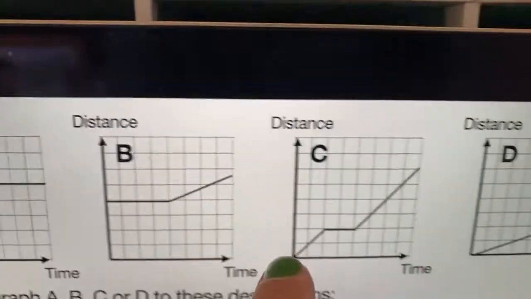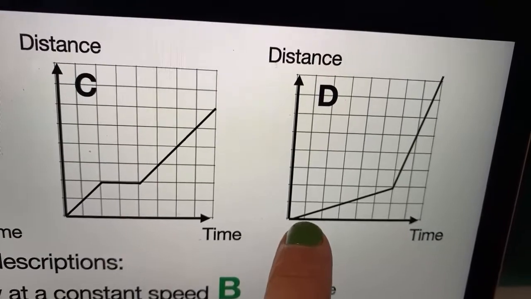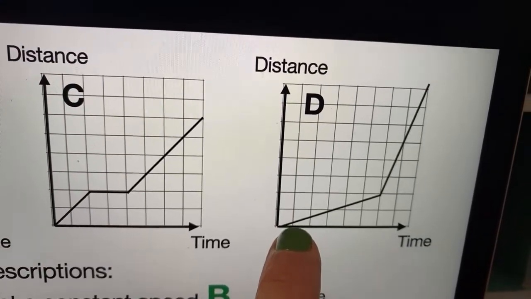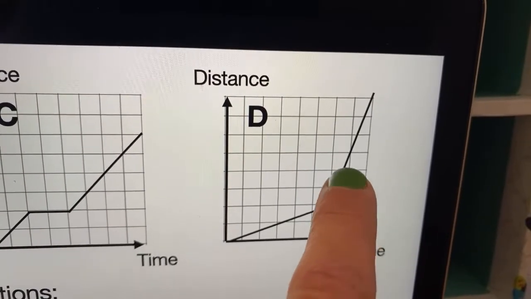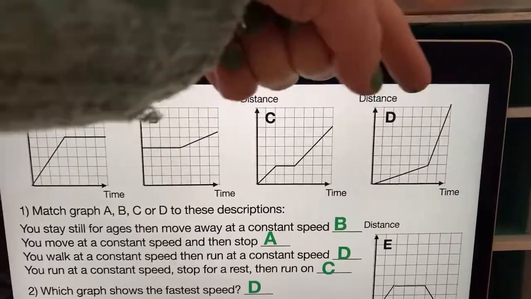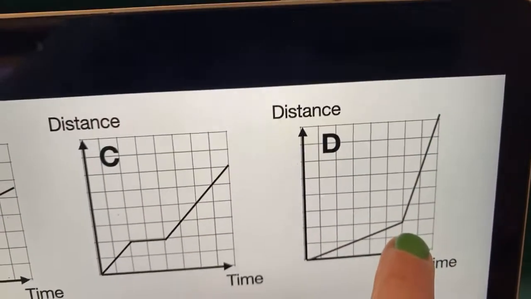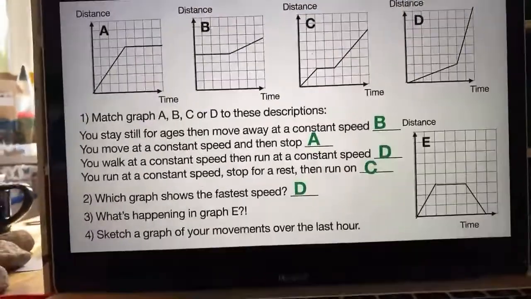So B, they were going quite slowly. D, when 1 second went by, they'd hardly gone anywhere. And then suddenly 1 second goes by and they've gone up 1, 2, 3 meters. So if you remember just, oh, the steepest line is the fastest, that's good. But also you could work it out, right. 1 second goes by and they've gone 3 meters. So D was showing you the fastest speed.